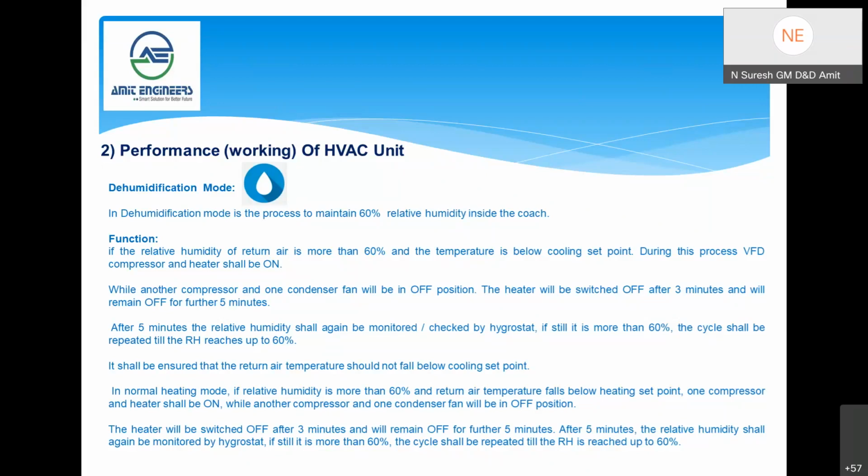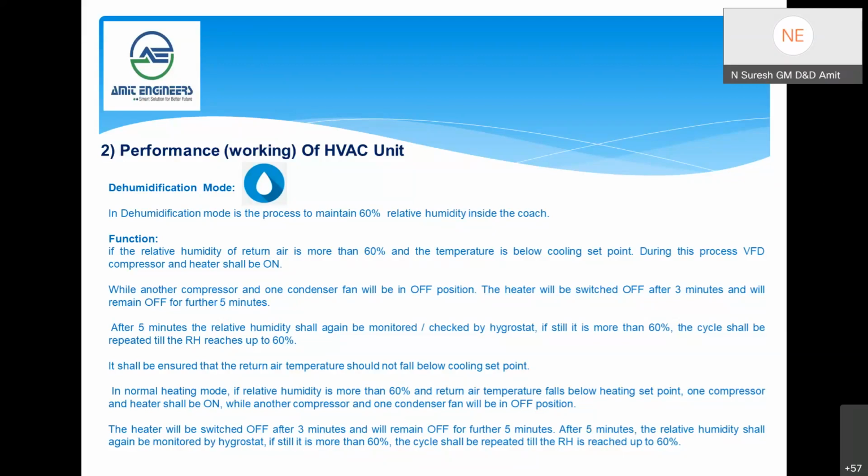Sir, you are explaining the logic functions, but I am asking how, by switching on the heater, relative humidity can be controlled. No, the heater is not controlling the humidity.